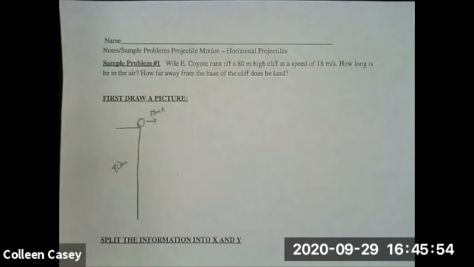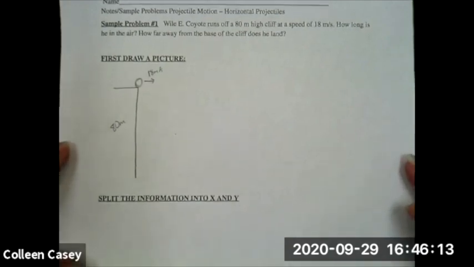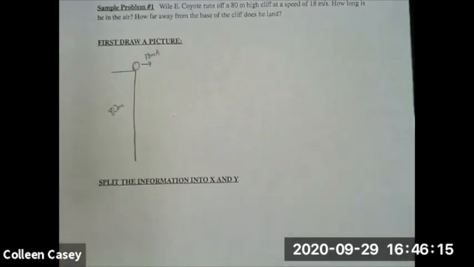Now, Wile E. Coyote's motion is different for horizontal and vertical. We can split this into how is he moving horizontally in the x direction and vertically in the y direction, because gravity doesn't affect your horizontal movement. So I'm going to take all of the things that I know and split it into x and y.